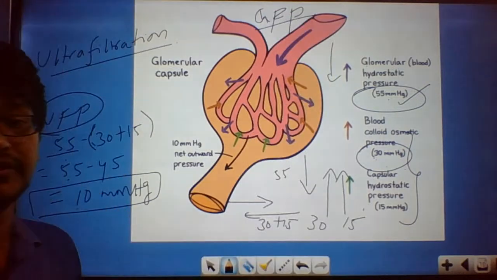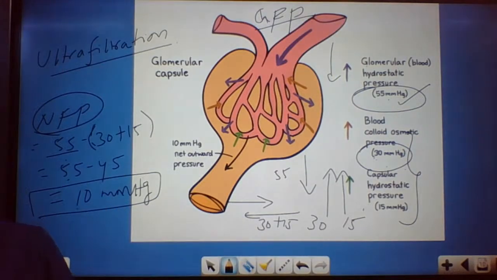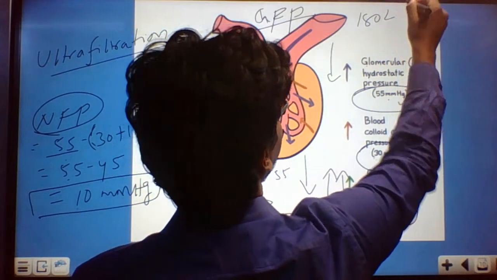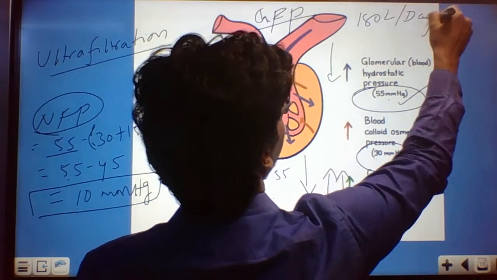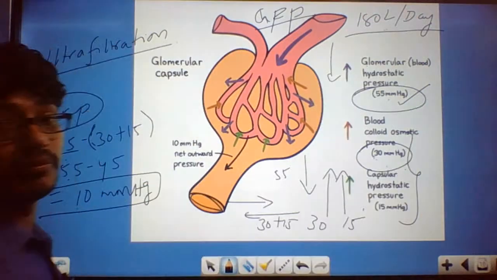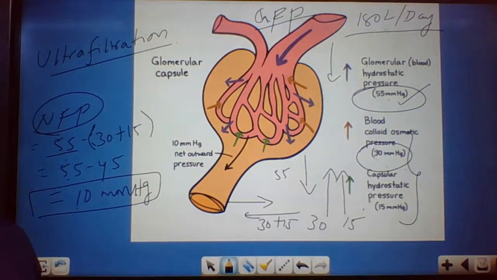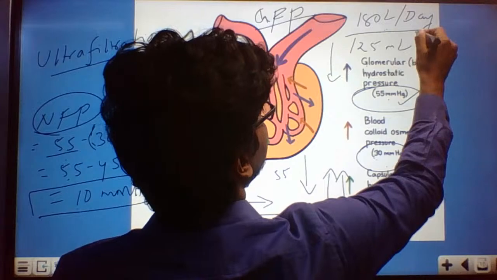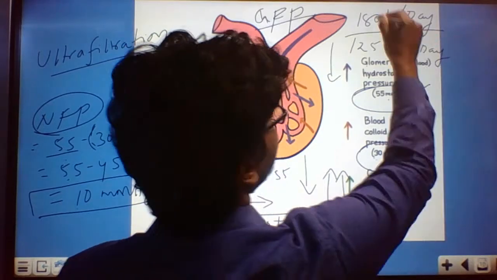What is GFP? GFP stands for glomerular filtration. Glomerular filtration is 180 liters per day. This is very important, 180 liters per day. When the range is given in liters, you should write 180 liters per day. Similarly, when given in ml, it is 125 ml per minute. Remember this range.